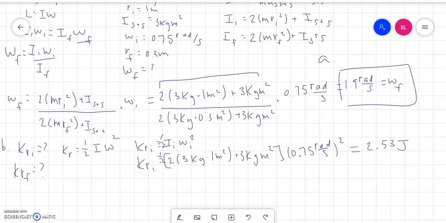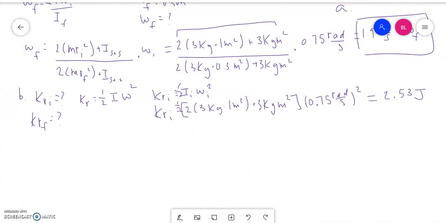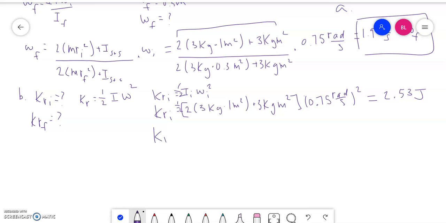And then we do the same for the final rotational kinetic energy. And this will give you 6.39 joules.